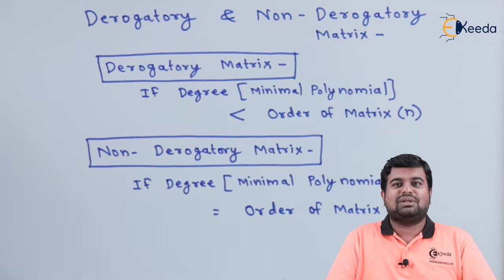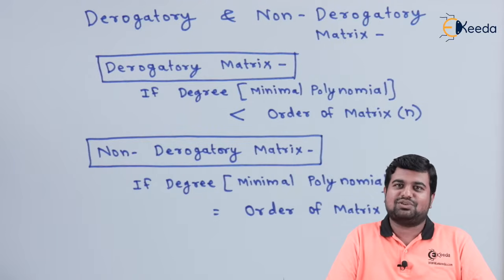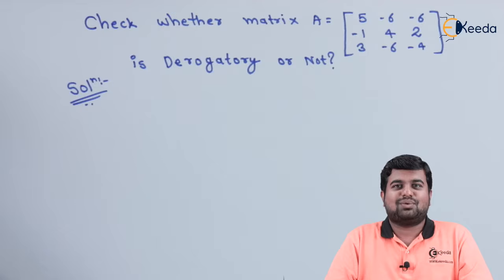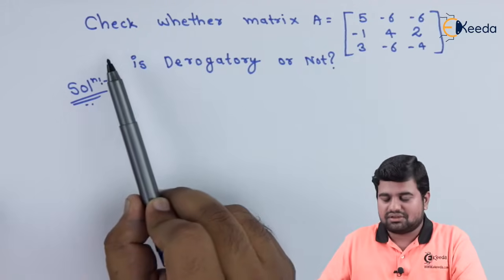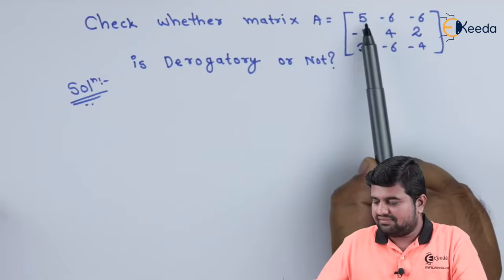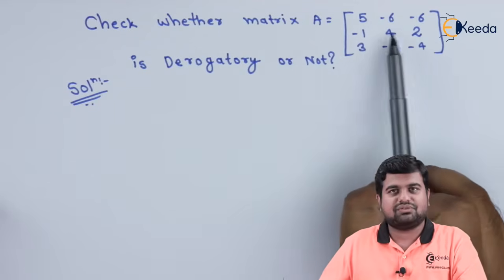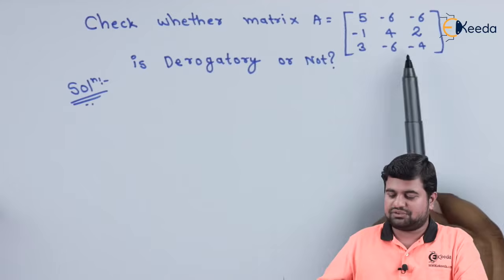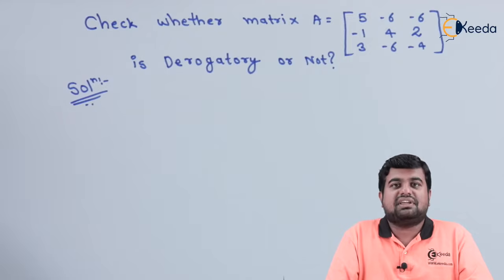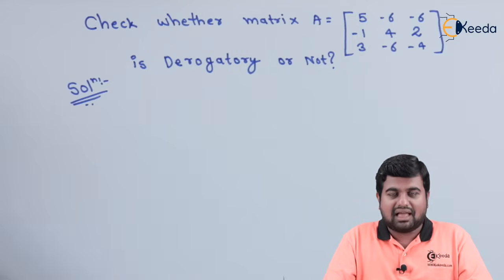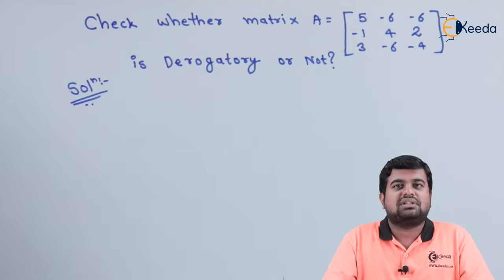Now let us understand what is derogatory and non-derogatory matrix by solving the actual example. In order to understand how we can check about the derogatory and non-derogatory nature of a matrix, let's take an example. We have to check whether the matrix A, 5, minus 6, minus 6, minus 1, 4, 2, and 3, minus 6, minus 4, is derogatory or not. The very first step is to write down the characteristic equation and find the values of lambda. So let us write down.